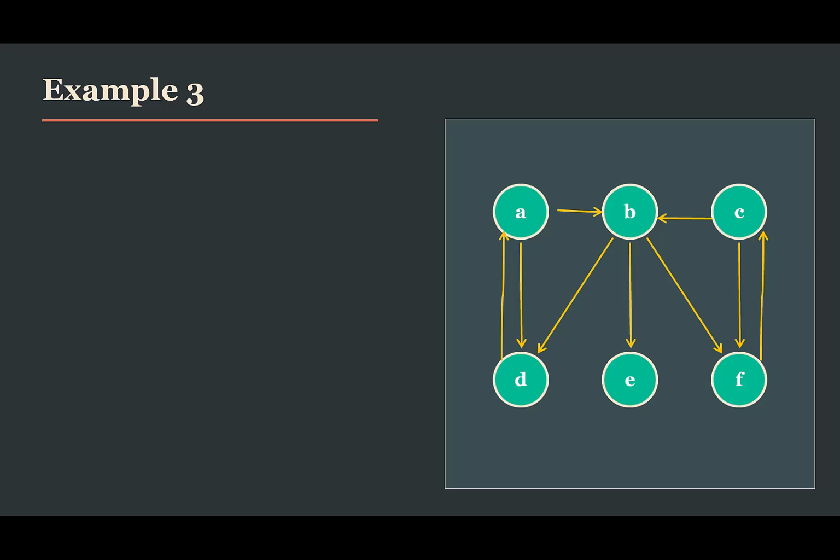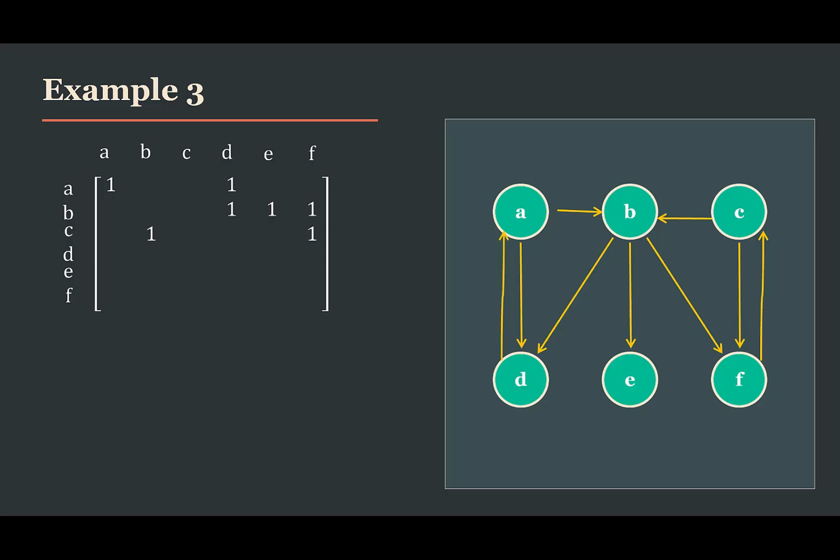Our last example has 6 vertices, A, B, C, D, E, and F. So we'll have 6 rows and 6 columns in our matrix. We'll start by looking at vertex A. A goes to B, A goes to D. So we have 2 1s in row A. Then B maps to D, E, and F. So we put 3 1s in row B. C maps to B and to F. So we'll add our 2 1s in column B and column F.